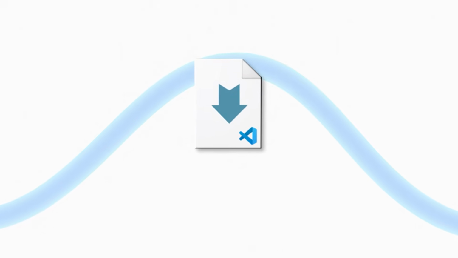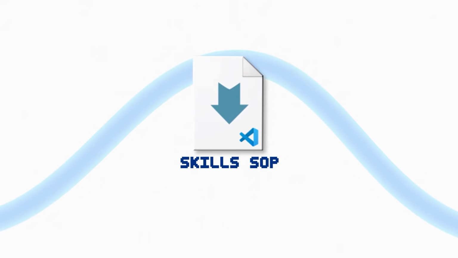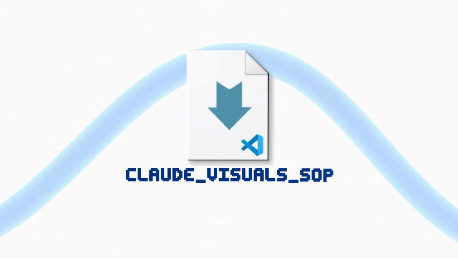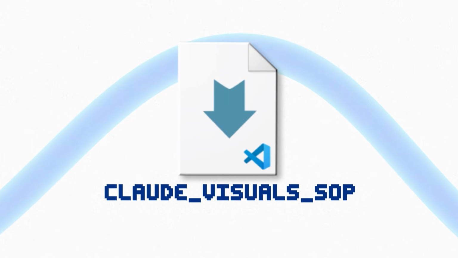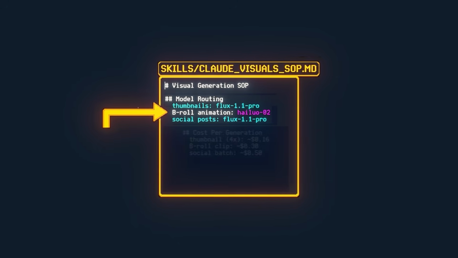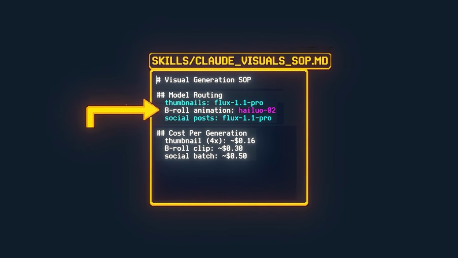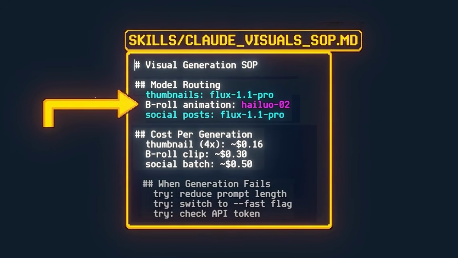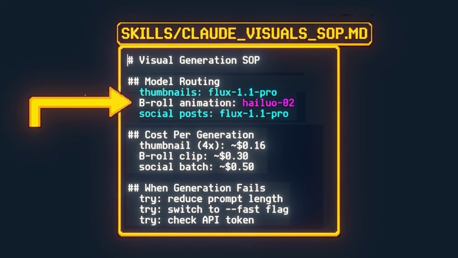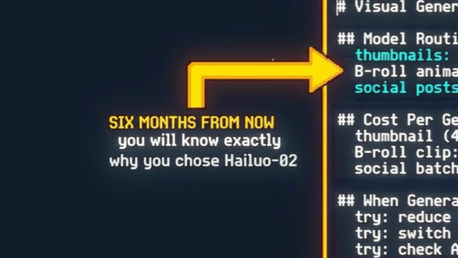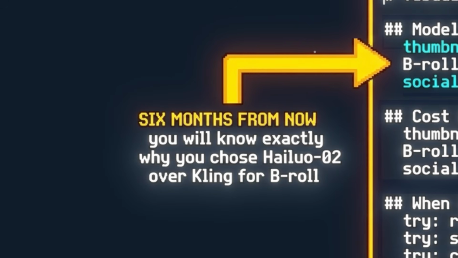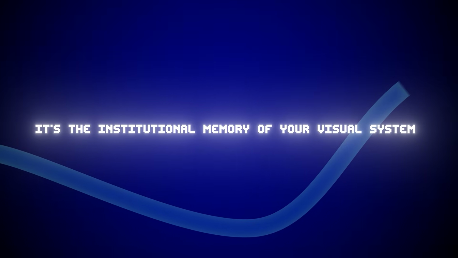There's one more file worth building alongside the commands, a skills SOP. Call it Claude_visuals_SOP.md and drop it in your skills folder. Put your model IDs in there, your cost per generation, which model handles which task best, and what to try when a generation fails. It sounds like admin, but 6 months from now, when you can't remember why you chose Higgsfield over Kling for B-roll, that file is the answer. It's the institutional memory of your visual system.